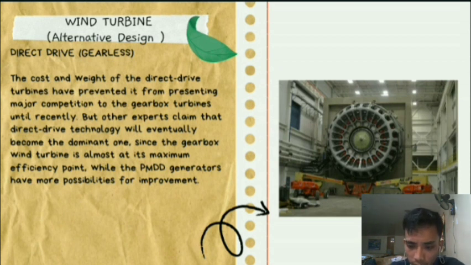But other experts claim that direct drive technology will eventually become the dominant one, since the gearbox wind turbine is almost at its maximum efficiency point, while the PMDD generators have more possibilities for improvement. So marami pong nagsasabi, mga expert, na mas prefer nila itong direct drive na tinatawag. Bakit po? Kasi sabi nila, yung gearbox na nakasanayan doon is nasa limit na po o nasa efficiency point na po siya na kung saan nahihirapan na po silang isipan kung paano ma-improve. Ngunit ito pong ating direct drive technology is marami po siyang possibilities para ma-improve po natin.